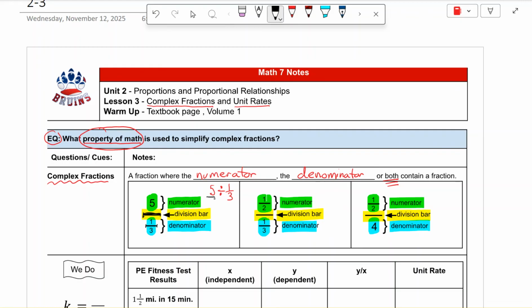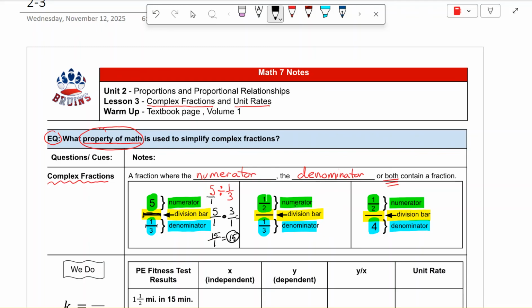We make 5 into a fraction, and then you go back to elementary school, and here's your answer for your essential question. You're going to use the multiplicative inverse property. That's keeping the first one, changing your division sign into multiplication, and flipping over or reciprocating 1/3 into 3/1. When you multiply these two together, you're going to get 15/1, which is 15.